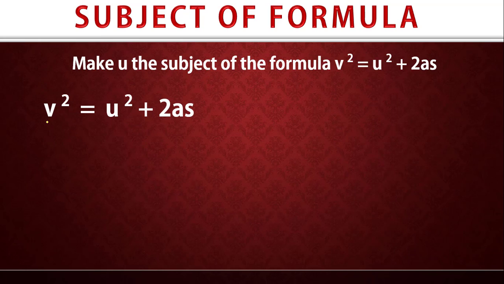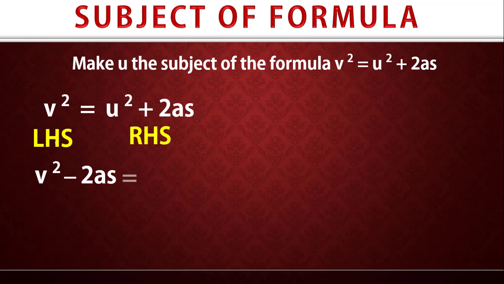You know that this V squared is at the left hand side, and then this U squared plus 2AS is at the right hand side. So we need to transfer this plus 2AS to the left hand side, so that we can have U squared remaining at our right hand side. So transfer plus 2AS to the left hand side. Your plus here, when you go to the left hand side, the sign will change to minus, and then we should have V squared minus 2AS. You can see that then we have equals, and what is left at the right hand side would only be U squared.